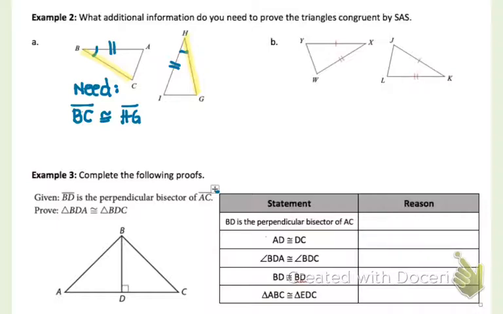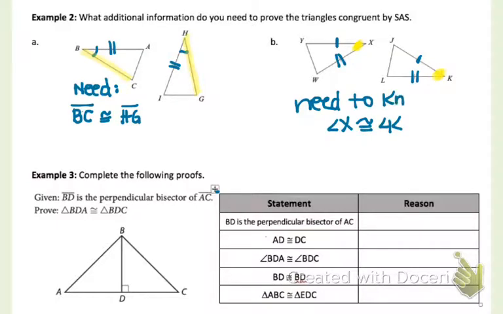Similarly, on the next pairing, we've got two pairs of sides this time. In order to use side angle side, we'd have to know the angle between them. So we'd have to know this angle right here and this angle right here. We would need to know that angle X was congruent to angle K. And then we would have SAS.